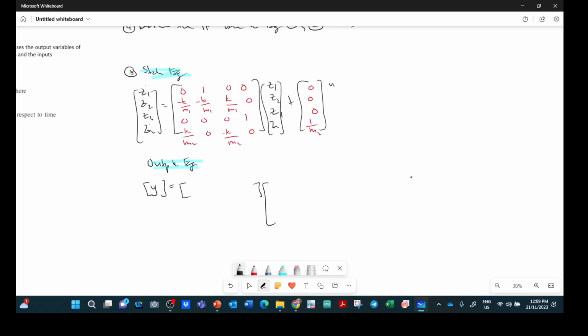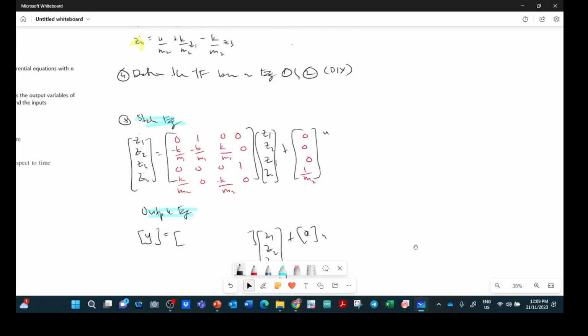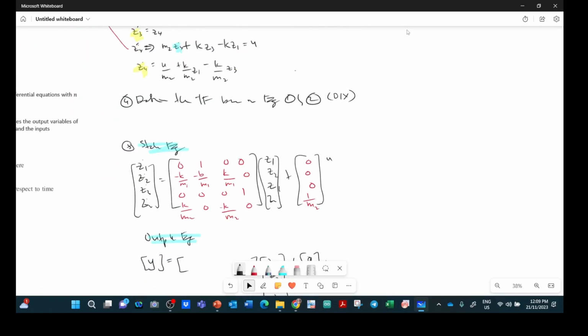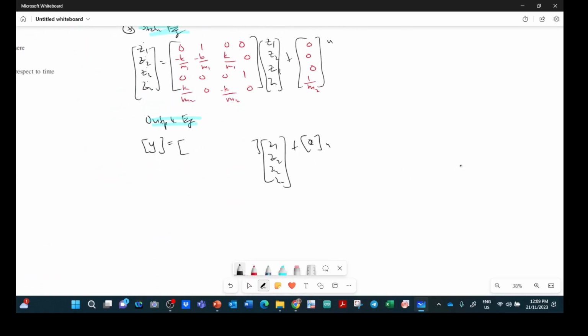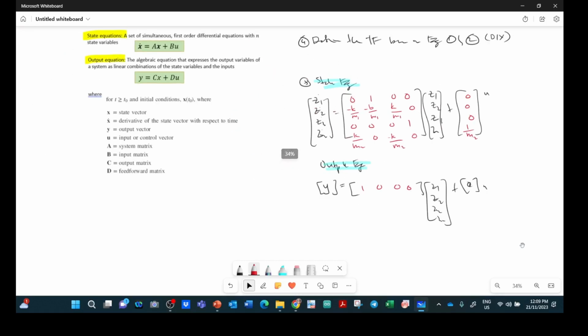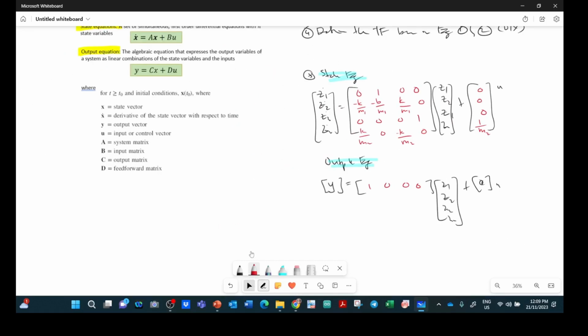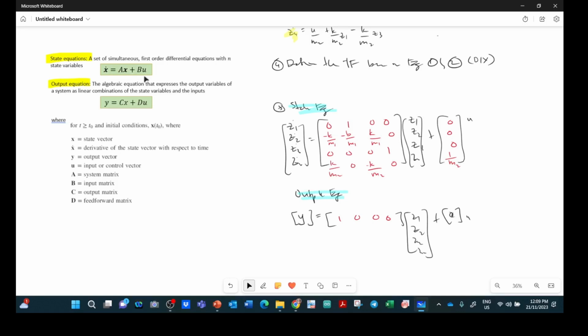Okay, so now we can do the state variable for the output equation. So you have z1, z2, z3, z4 plus 0 u. y just now was equal to z1, right? So you have 1 0 0 0. Okay. So from here, what you learn is this definition of the state equation and output equation. So what you see here is that you have the matrix A.